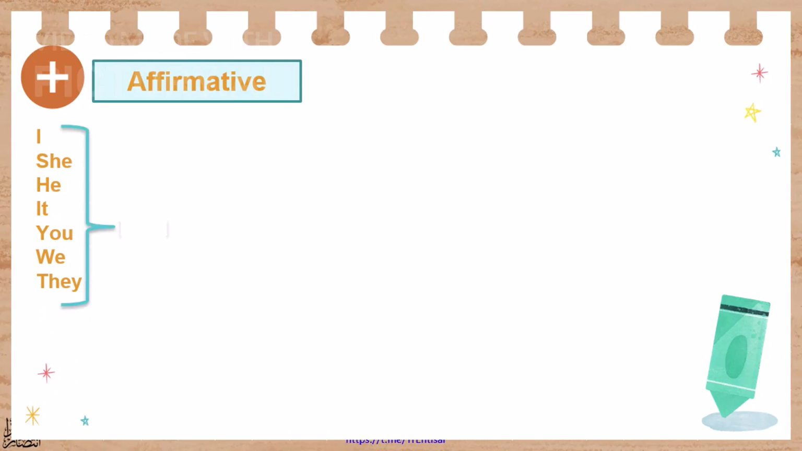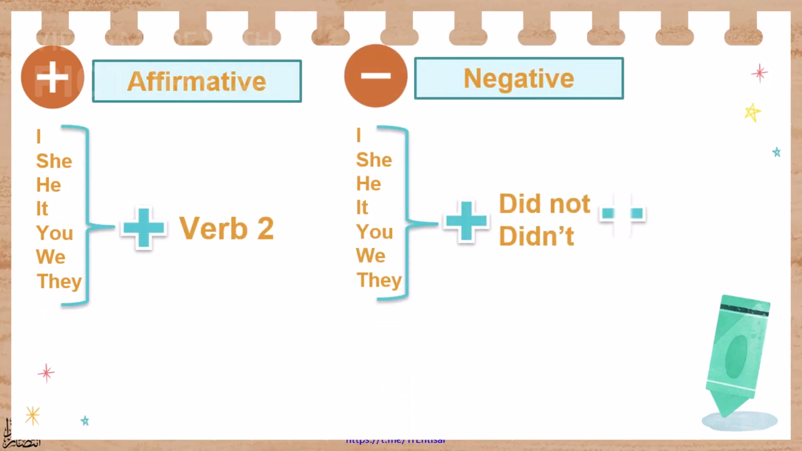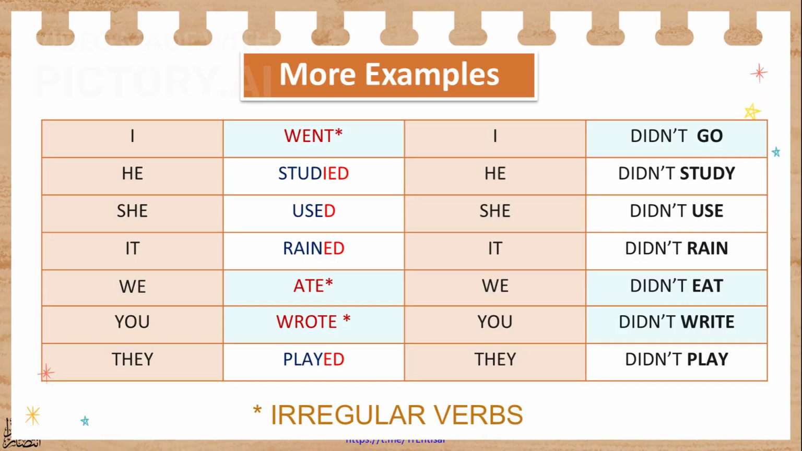Understanding how to form affirmative and negative sentences is crucial. We'll use the verb to and the auxiliary did to construct sentences correctly. Here are more examples of verbs in the past tense, both regular and irregular. These examples will help solidify your understanding of how verbs change in the past tense.